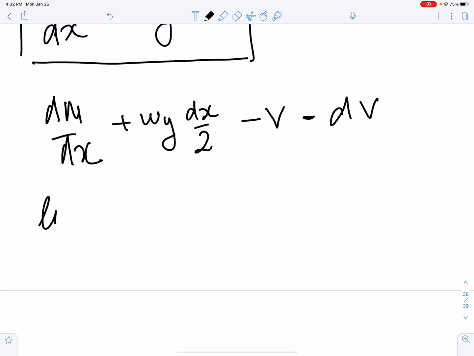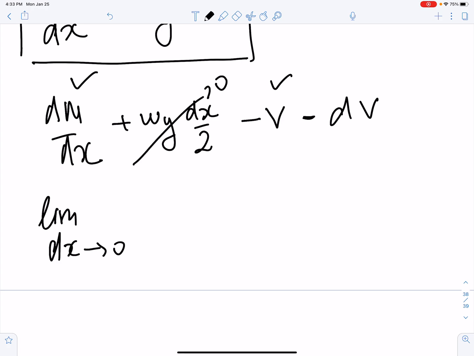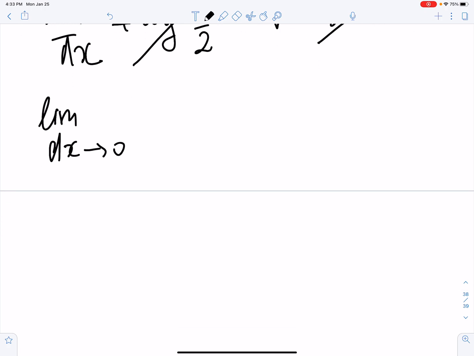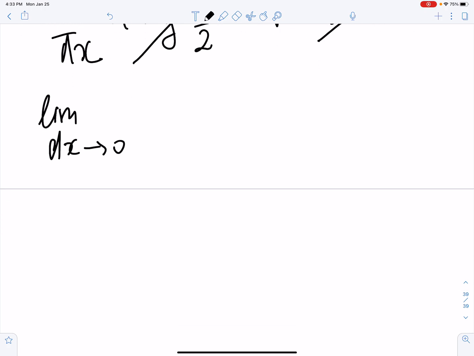Then I'm going to take the limit as dx goes to 0. This term survives, so dM/dx will go to a derivative. V is independent of dx, so it's going to have a finite number. As dx goes to 0, this goes to 0, and as dx goes to 0, the right side approaches the left side, and the change in the vertical force also goes to 0. And so this gives me the second equation, where dM/dx equals V. I have a coupled system.